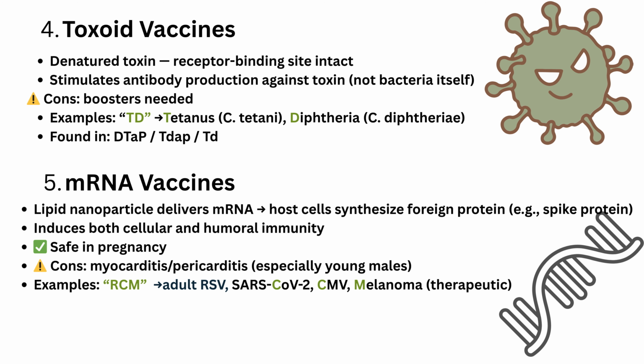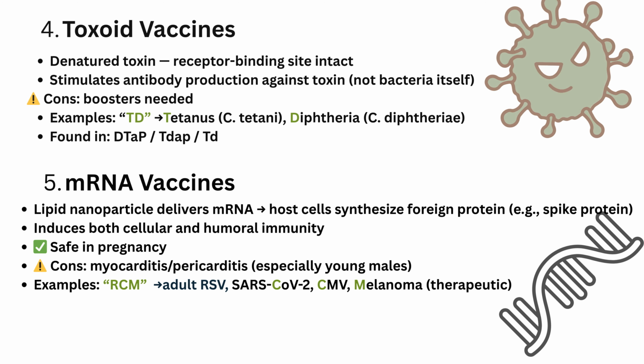This creates both cellular immunity and humoral immunity. They are safe during pregnancy. The main adverse effect you should remember: myocarditis and pericarditis, especially in young males. To remember the examples, think RCM, like a racing car going around a track; R4, RSV in adults; C4, COVID-19, and CMV; M4, melanoma therapeutic vaccine, RCM.